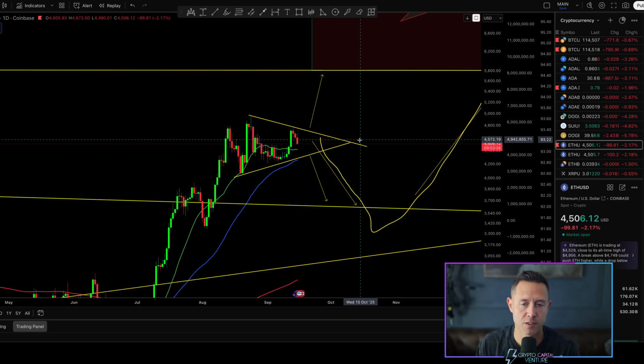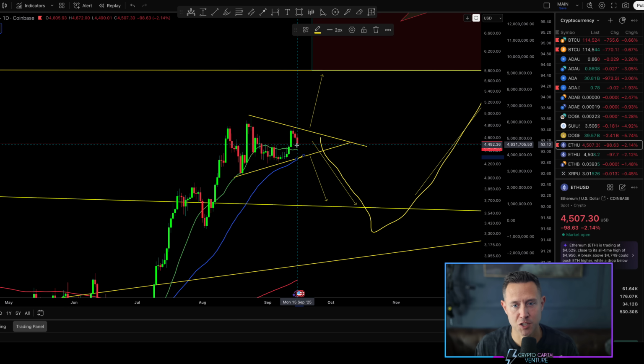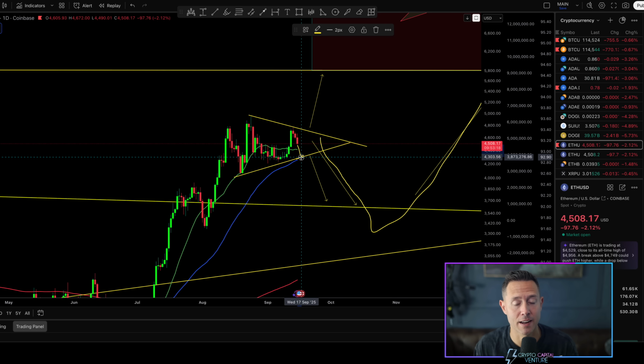So those are our two areas of support. We still have support around the 50-day, to around $4,200. And if we get that nice support, maybe we fall in the coming days to that area.